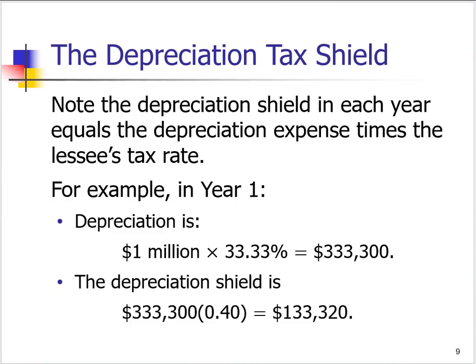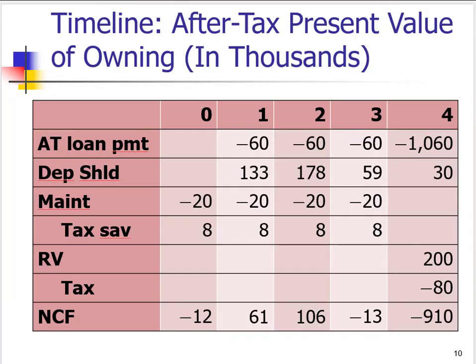So the first thing we need to understand is a little bit about the depreciation shield, right? So every year, it's the depreciation expense times the lessee's tax rate. In this case, obviously, we have that 40% tax rate. So the very first year's depreciation is $333,000 odd. So the shield is that expense times the tax rate, $133,320.